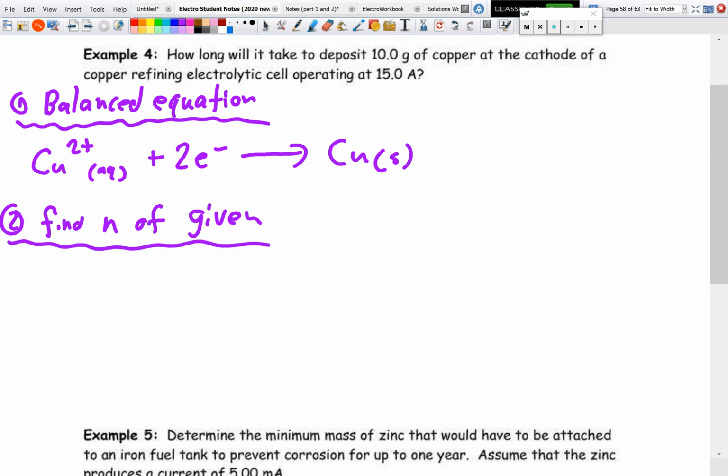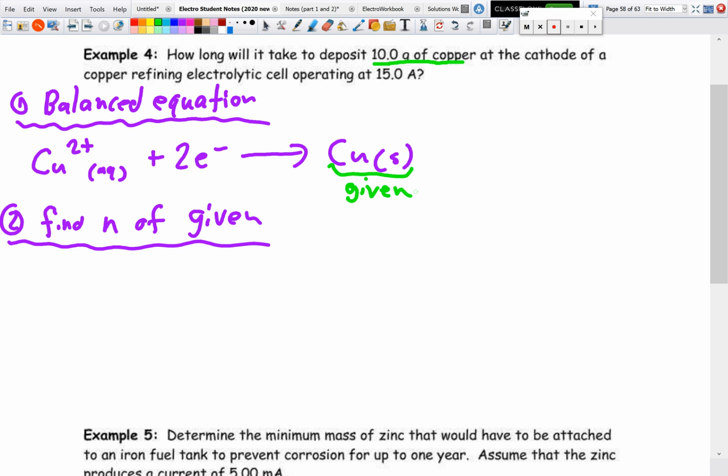All right. Now, before we go on to step number 2 and find the number of moles of our given, we can highlight what is wanted and what is given. When we reread the question, how long will it take to deposit 10 grams of copper, right away, because we have 10 grams, we know our copper solid is our given substance.